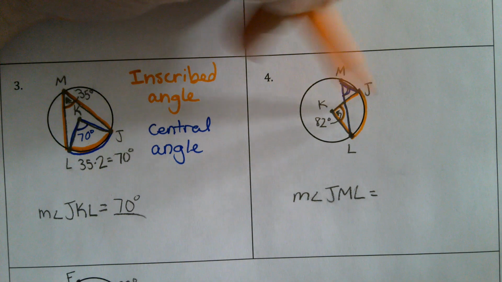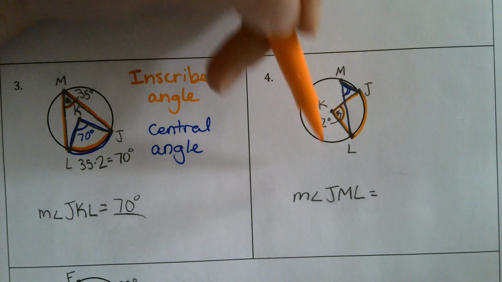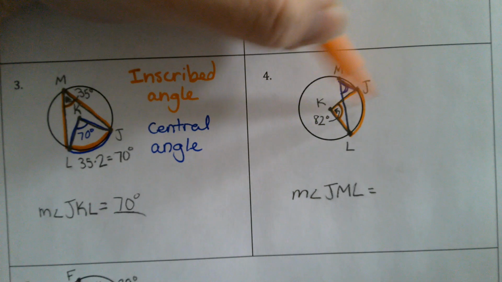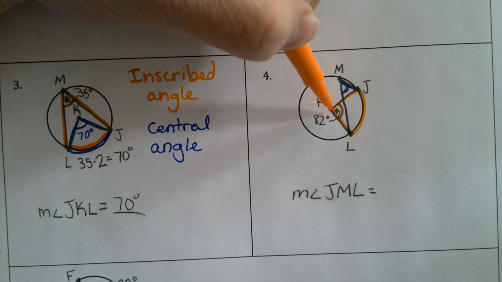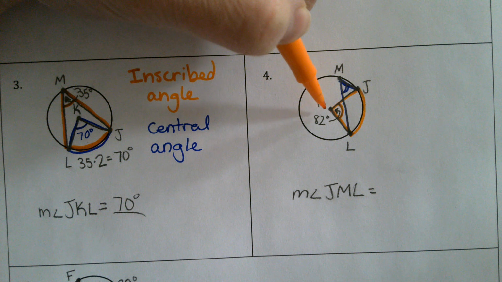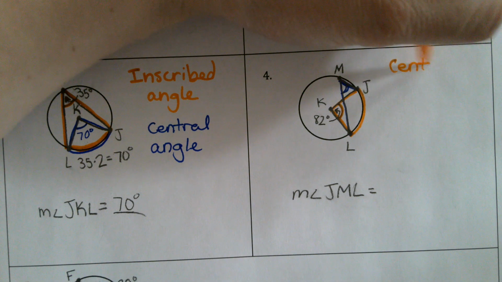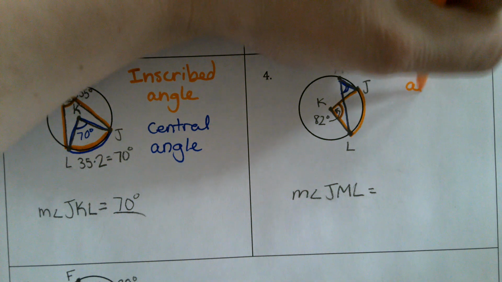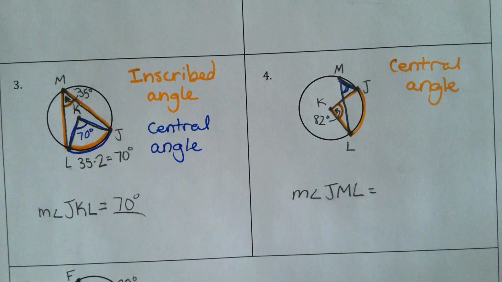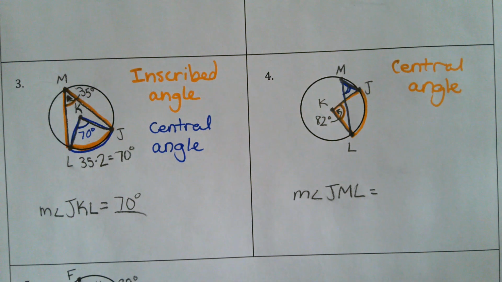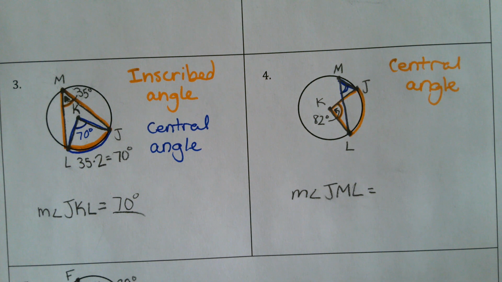JKL. We do know that it's 82 degrees. If we look here, the vertex is at K. That's the middle letter of the angle name. And it is at the center, which K is also the center of the circle. So this is a central angle. Since it's a central angle, our arc here that I've highlighted, the intercepted arc, is also 82 degrees. It's going to be equal.